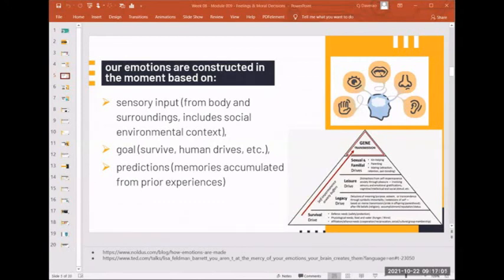Another source of emotions is predictions. What do we mean by this? These are the memories accumulated from prior experiences. These are your predictions, your assumptions about life, or what you expect to happen in your life. And when it does not come true, you will feel emotional. Or perhaps you predict something bad, and that projection will make you emotional, sad, or upset.